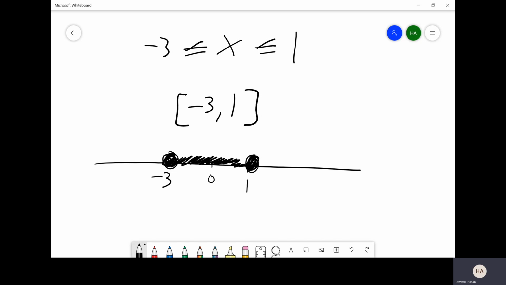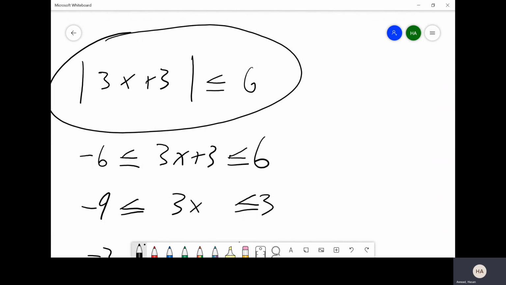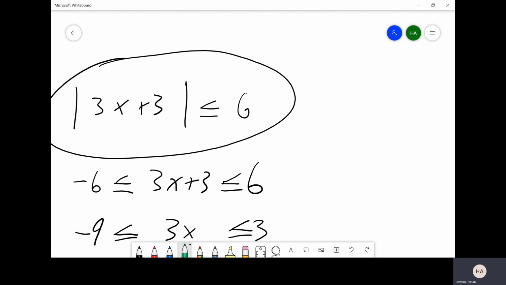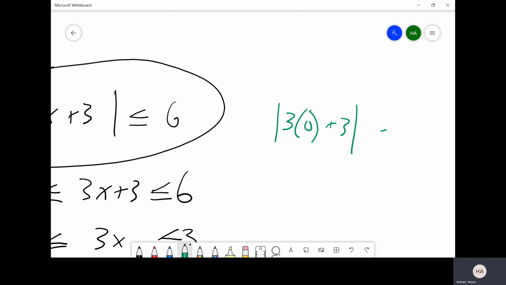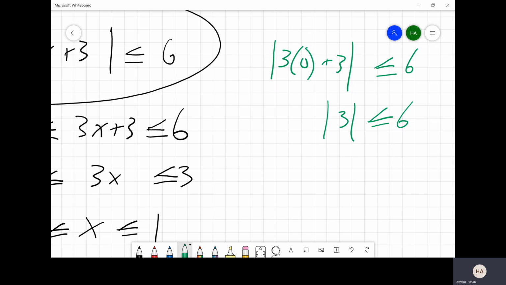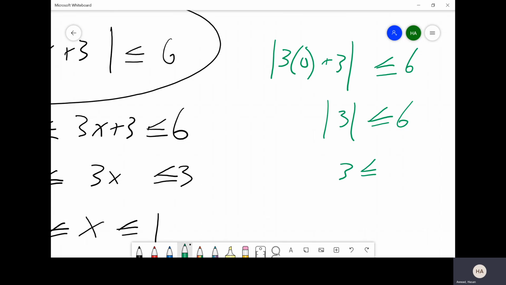Now notice, if you wanted to test this, pick any number between negative 3 and 1. If you pick 0, for example, just to do a quick test, we have the absolute value of 3 times 0 plus 3 less than or equal to 6. Well, 3 times 0 is going to give you 0, plus 3. We get the absolute value of 3 is less than or equal to 6. And we know that that's just going to be 3 is less than or equal to 6. And yes, that is in fact correct, right? 3 is less than or equal to 6.